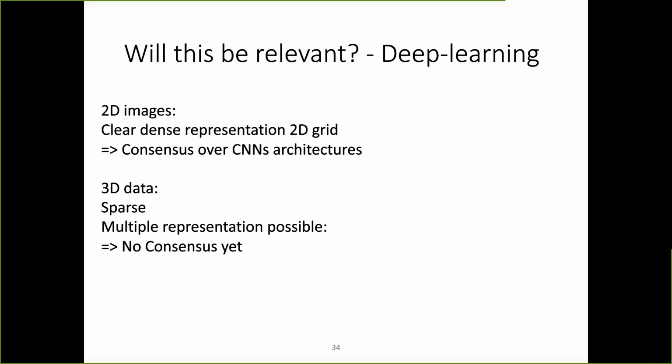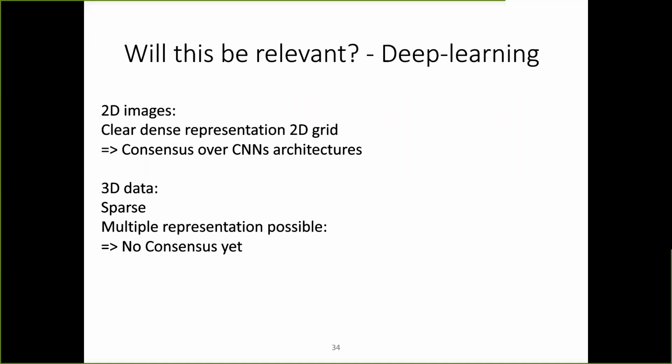What's happening with deep learning in 3D data? In 2D images, a consensus has been reached where everyone agreed that the CNN architecture for dealing with 2D images is the way to go. One of the main reasons is that there is a very well-defined representation, in the sense that you have a dense 2D grid with images. To some extent, if you want to apply deep learning architectures to event-based cameras, you would have the same problem where you need a change of paradigm because of the sparsity of the data. And that's pretty much what's happening with 3D data.